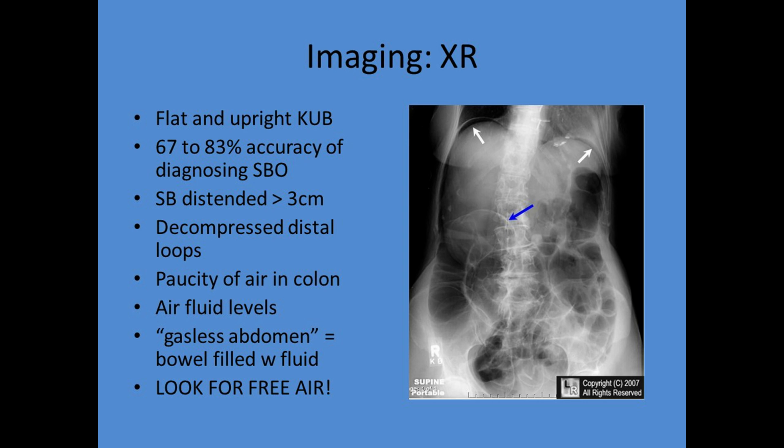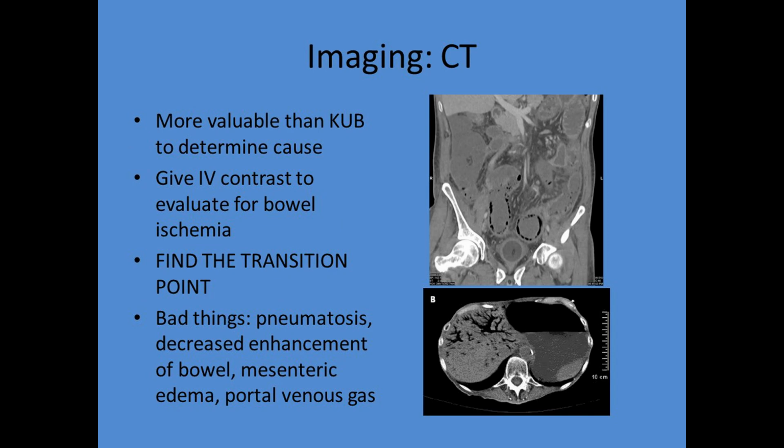And again, I can't stress it enough, look for free air, because that is typically an indication to go quickly to the operating room. After a quick abdominal x-ray, you can move on to a CT scan, which will give you more information and likely be able to help you identify the specific cause of the small bowel obstruction.